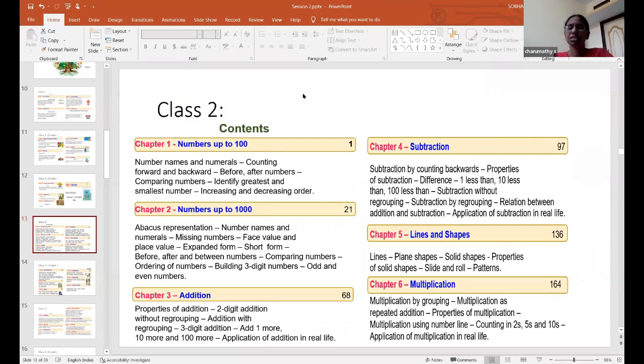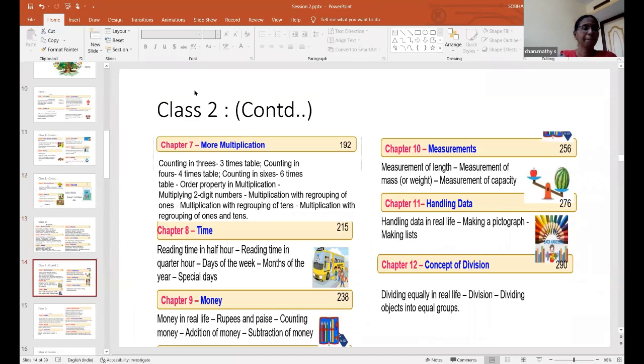In multiplication, of course, we bring back the same topic. Repeated addition is nothing but multiplication. Properties of multiplication, counting in 2s, 5s, and 10s, multiplication using the number line, and application of multiplication in real life. And here we deal with only 2 by 1 and 3 by 1. Yes, ma'am. Next.